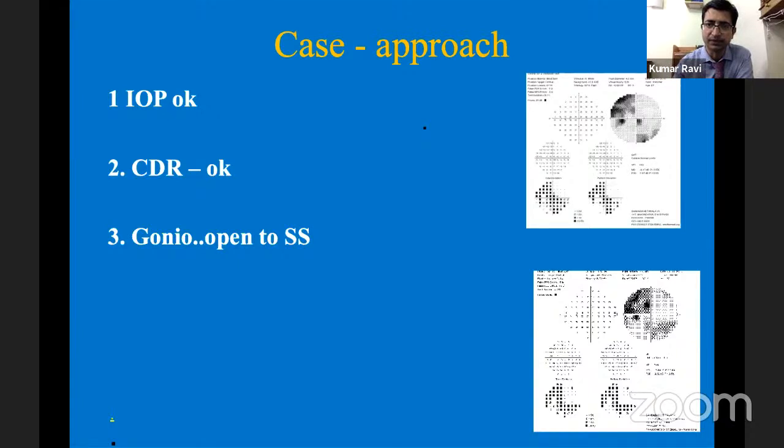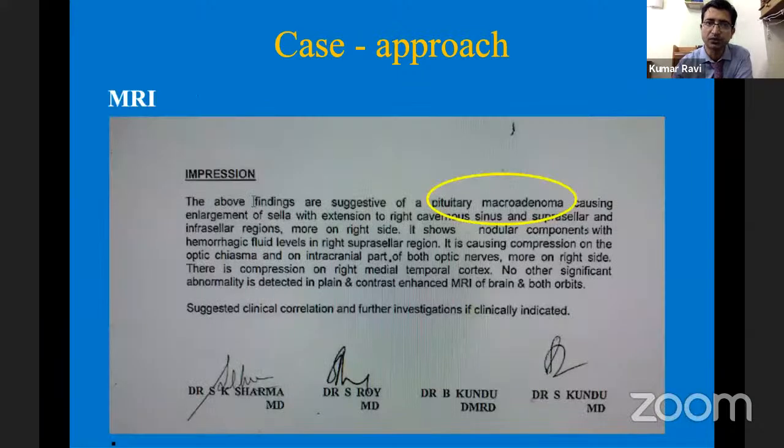This is a red flag. If you have a HBF which is respecting the vertical meridian, it's always better to be cautious. So we requested for an MRI, and they picked up a pituitary macroadenoma. Okay. So these situations can be life-threatening for patients.